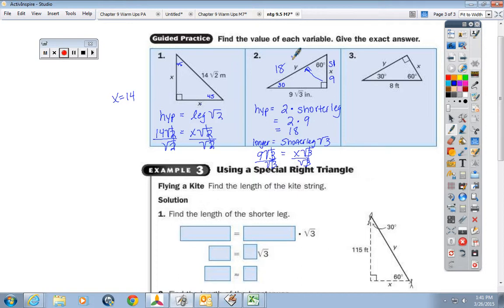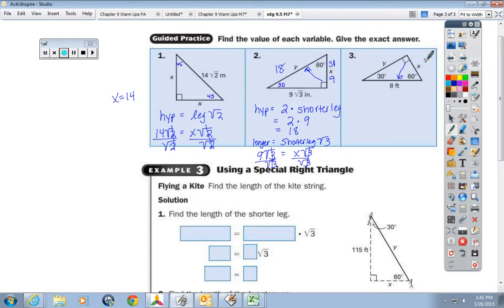Now look at this triangle. Is it a 30, 60, 90 or 45, 45, 90? 30, 60, 90. So we're going to use the same information. Now, what do we know? Do we know the hypotenuse, the shorter leg, or the longer leg? We know the hypotenuse. How do you know it's the hypotenuse? Because it's opposite the right angle. Now, is x the shorter leg or the longer leg? It's the shorter leg. And is y the shorter or the longer leg?